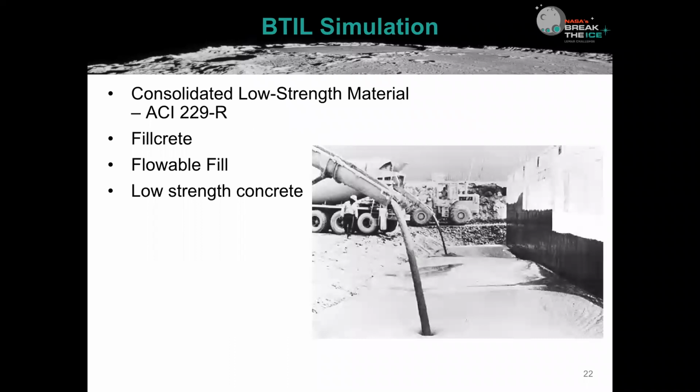So what we've chosen, and there are actually some researchers out there who recommend this as a way to simulate icy regolith, is something that goes by the term consolidated low strength material, or CLSM. So this material's been around for a long time, and it had a lot of other names before it became more mainstream, like fillcrete or flowable fill. And where it was developed was in the construction industry.